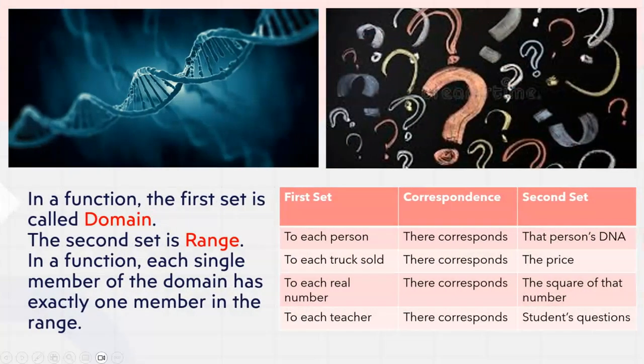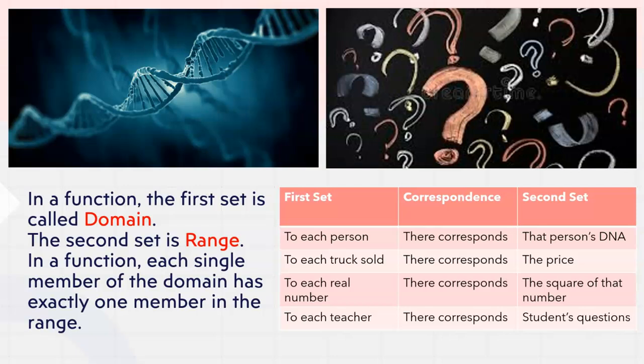In a function, the first set is called the domain, and that's all of your x values. The second set is the range, which is all of your y values. In a function, each single member of the domain has exactly one member in the range. So let's say each person has their own DNA, and this is a function because each person has their own DNA. You can't have somebody else's DNA, then you wouldn't be your own person.